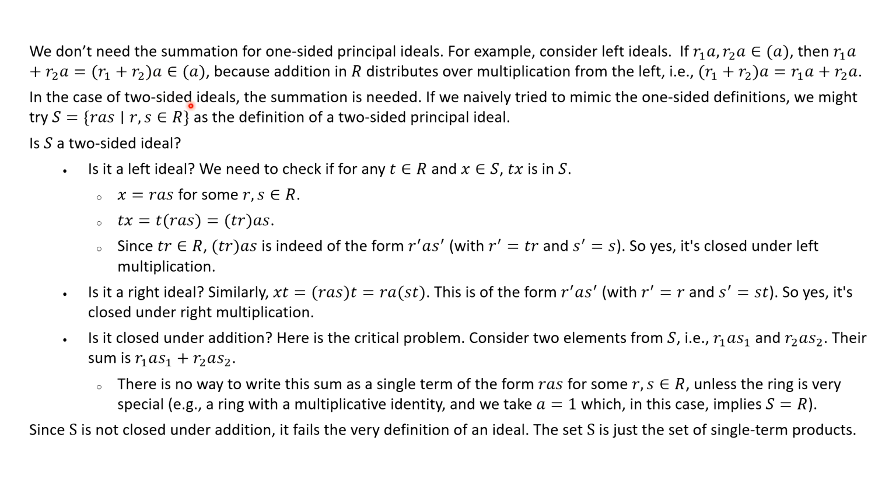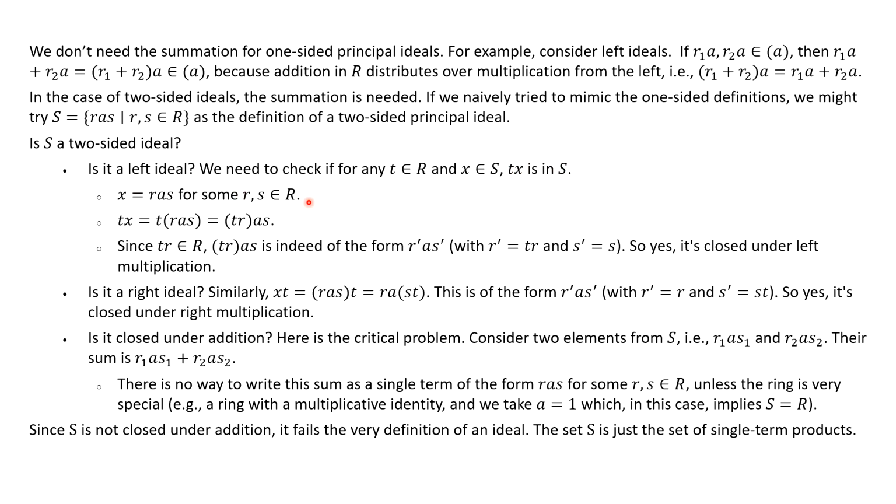The problem with the two-sided ideals is with closure, in fact. If we naively try to mimic the one-sided definitions, we might try this here, without the summation over the R and S in R. So let's see where we run into a problem here. We'll first check to see if it's a left ideal. So we'll take T in R and X in our proposed ideal S, and we want to show that TX is in S. In fact, it is.